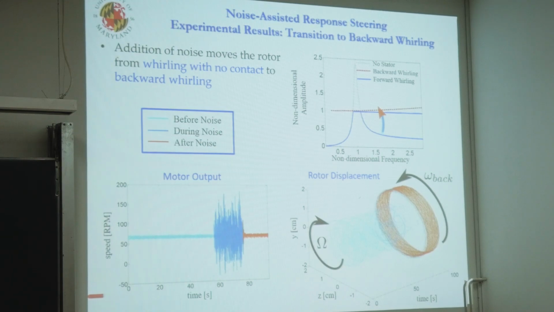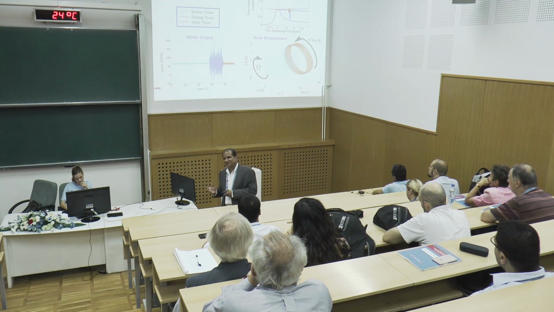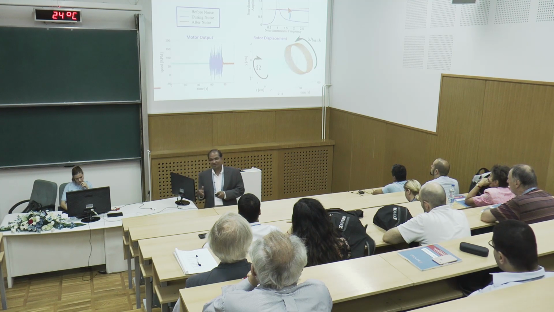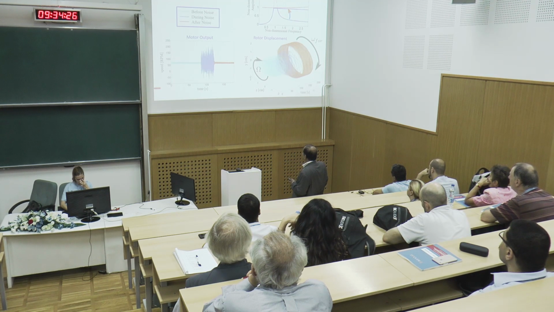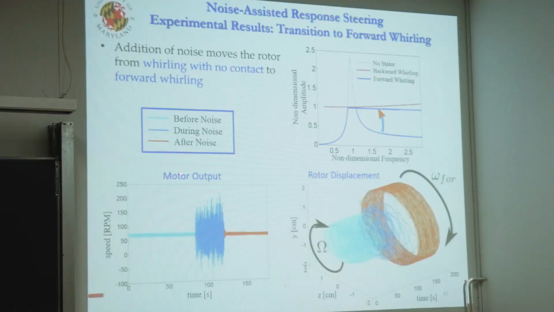Of course, in practice, this is not something I would like to do. I would like to go the other way. But so far in the experiment, it's the best we could do with this particular setup. And this is another one where we had whirling without contact, and then one forward whirling branch to another. Again, using noise, you go from one forward whirling branch to another forward whirling branch. So the open questions are how long this noise should be switched on, what should be the amplitude, and is there a certain threshold beyond which this works? Those are questions we have to answer yet.